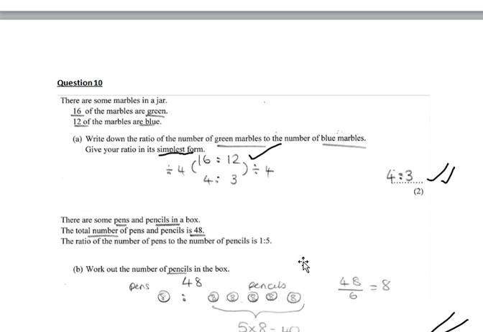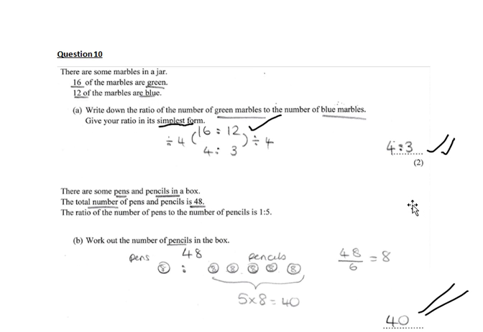Okay, question 10. It wants us to write down the ratio of green marbles to blue marbles. There's 16 green, there's 12 blue, so 16 to 12 would get us a mark. Simplest form, so you'd simplify it to 4 to 3 to get full marks.